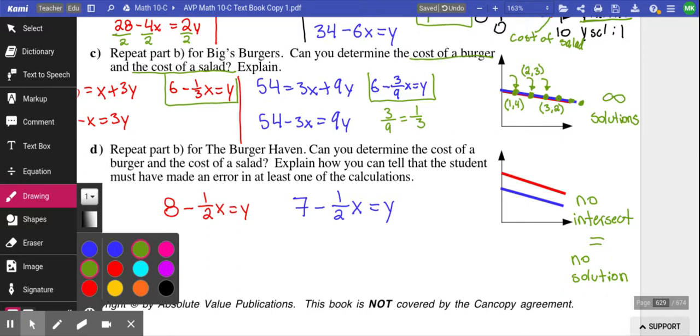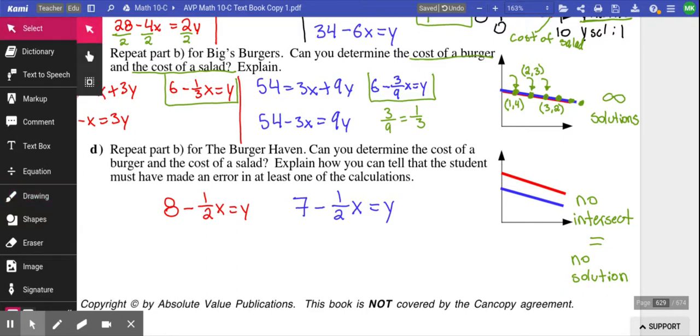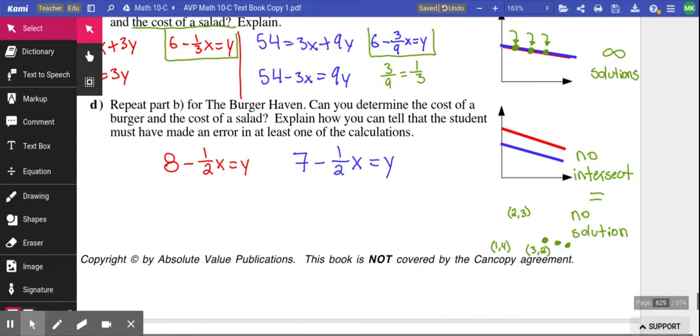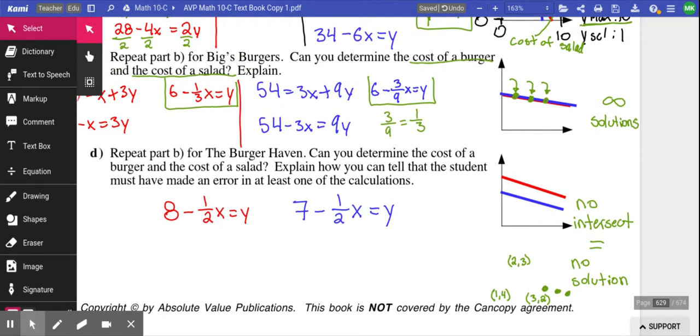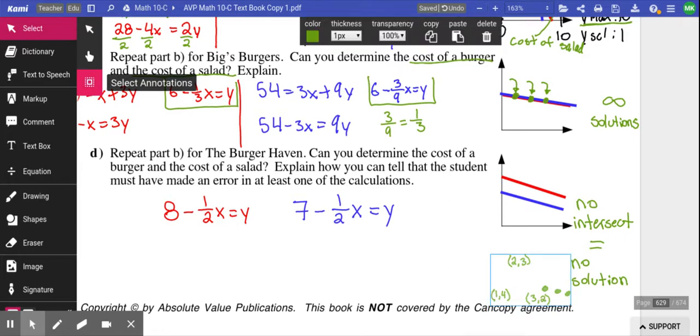Cool. That means whoever was working at Burger Haven made a mistake when they were doing their orders, right? Because they obviously charged somebody the wrong amount. Who knows how much that amount was, but they charged the wrong amount.